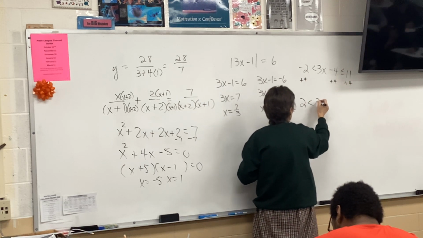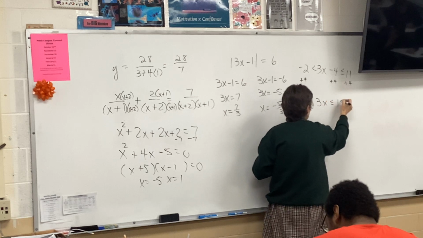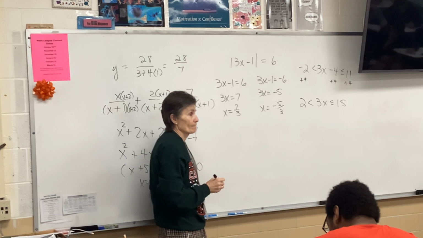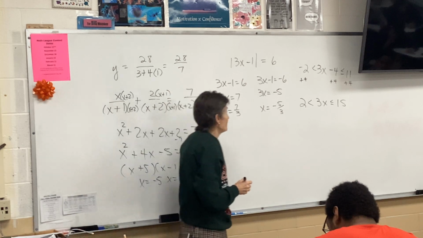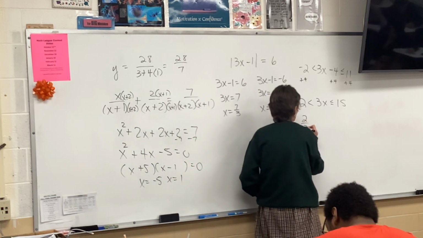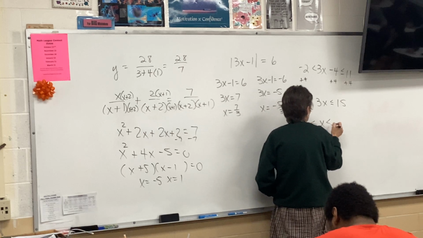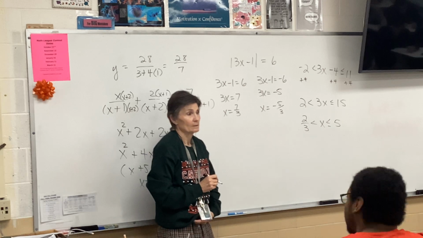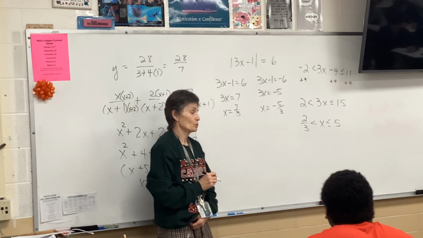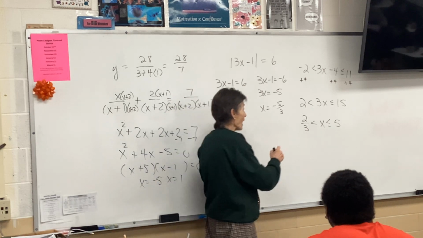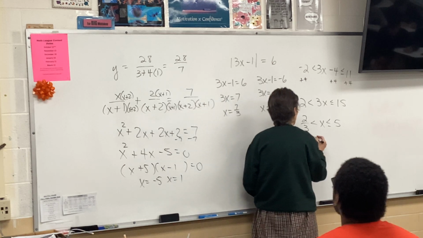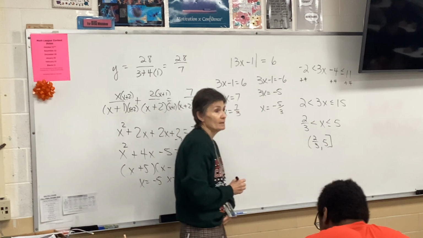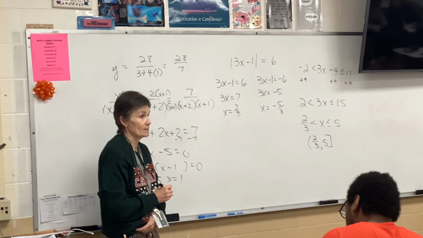So 2 less than 3x less than or equal to 15. Right? And then divide by 3. And there's our answer. This will be a multiple choice question. So that might be the answer, but it also might be this. Isn't that the same thing, just in interval notation?